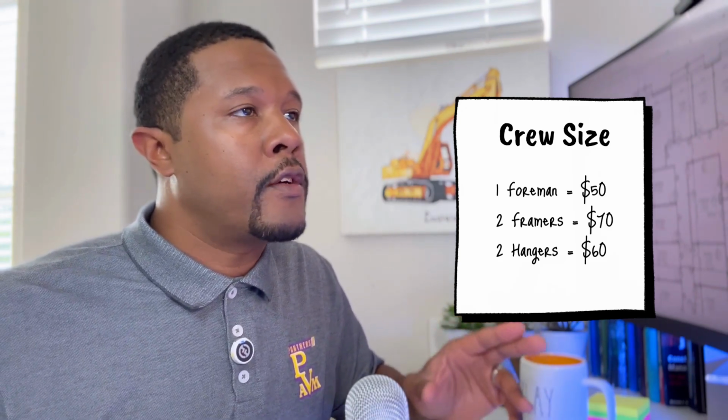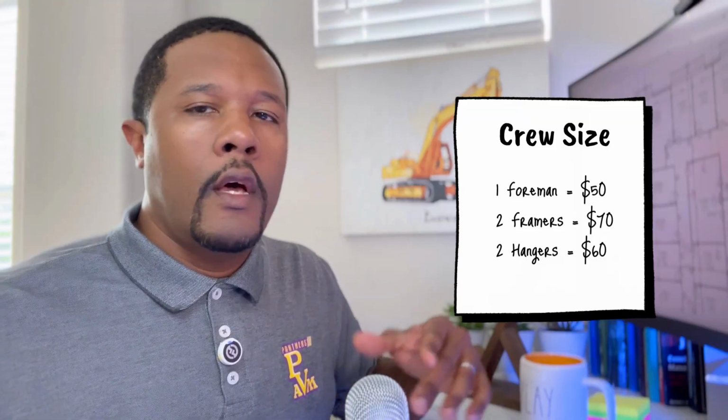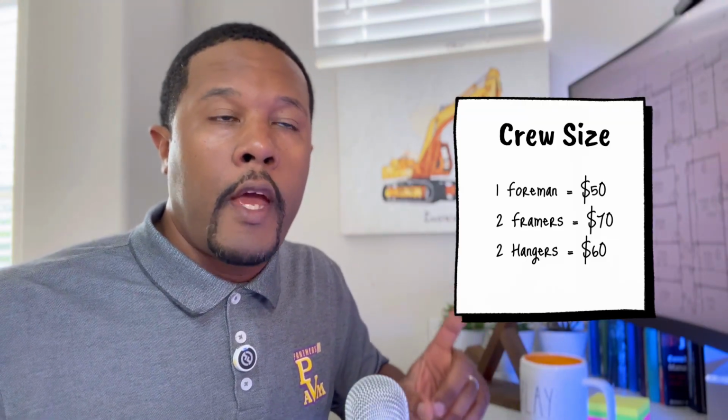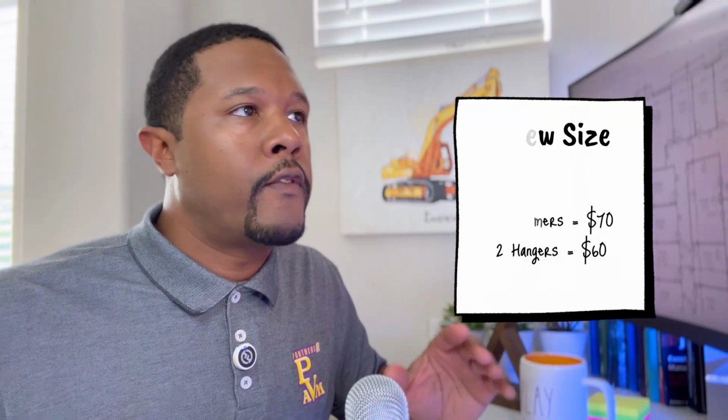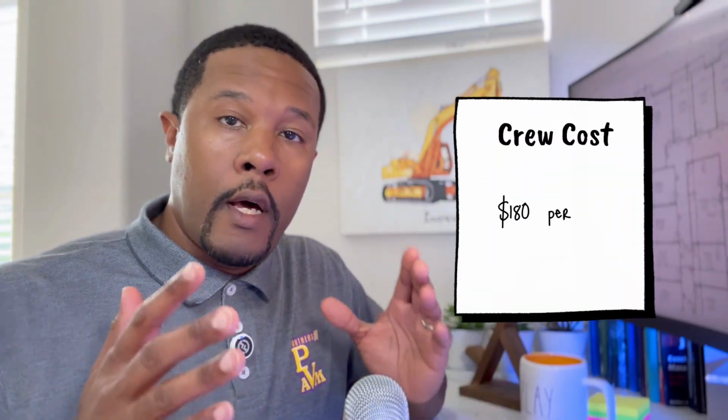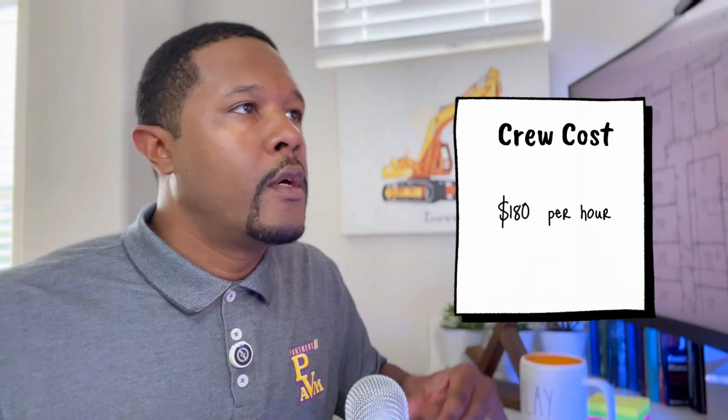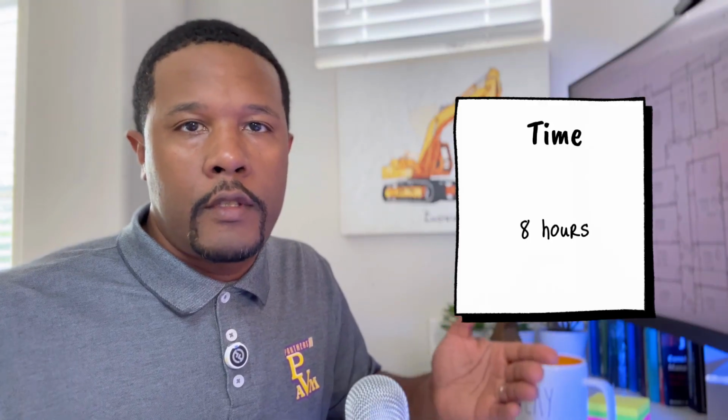Next, you have the hangers. Their labor rate is going to be, let's say, $30 an hour. So 2 hangers, $60 per hour for hanging. Put all that together, your total cost for your crew is now $180 per hour. Okay, now we have to talk about how fast they can assemble this wall. So for the light gauge framing that we're looking at and the drywall, a reasonable assumption is 200 square feet of wall is going to take 6 to 8 hours total for framing and hanging. So let's carry 8 hours just to be safe.